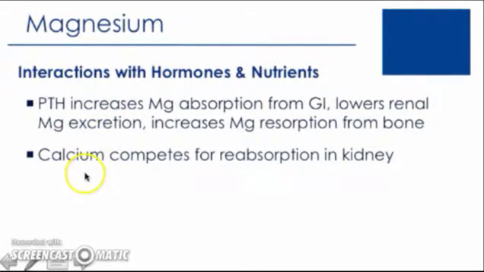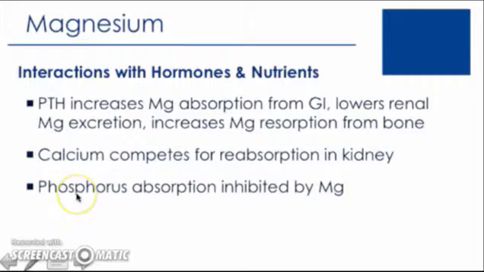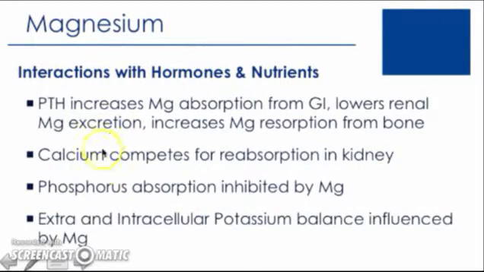Interestingly, calcium competes with magnesium for reabsorption in the kidney, so magnesium and calcium compete for that reabsorption. We can see that phosphorus absorption is inhibited by magnesium, so there's another nutrient interaction. And then we can see that extracellular and intracellular potassium balance is also influenced by magnesium. So magnesium affects potassium balance as well.